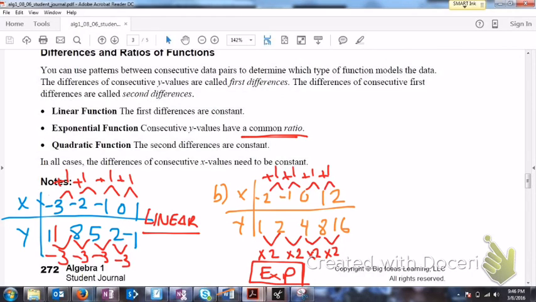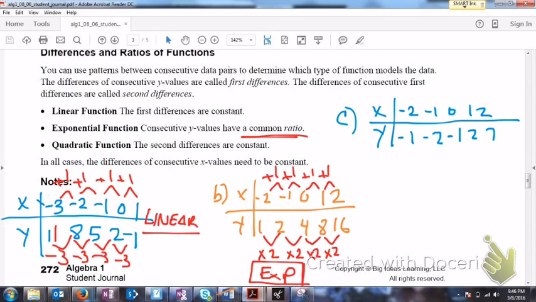Then let's look at one more here, C. How do we figure this one out? Alright, let's make an XY chart. I'll just write that right up here. X values, once again, -2, -1, 0, 1, and 2. Nothing changed. But for the Y values, we have -1, -2, -1, 2, and 7.